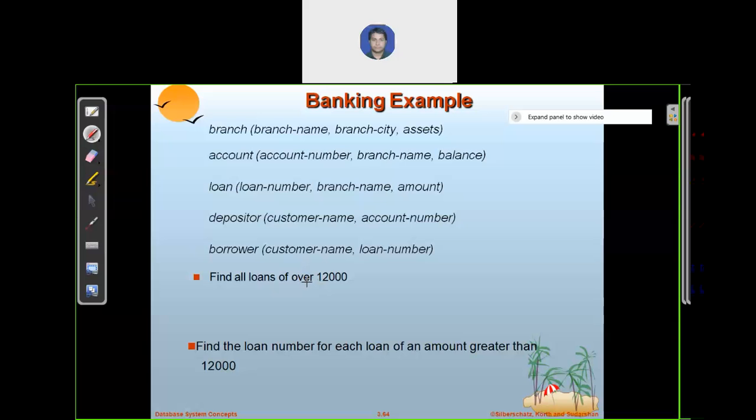Okay, so where is the loan amount? You can see in this relation there is an amount, so you will apply this query over the relation loan. And what will be the selection condition? You apply the select operator, and amount should be greater than 12,000. So it will give you all the loan details which have a loan amount greater than 12,000. Okay.